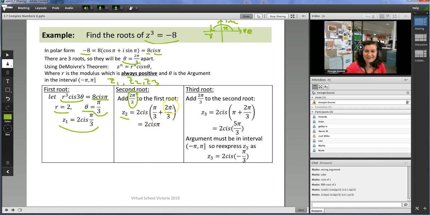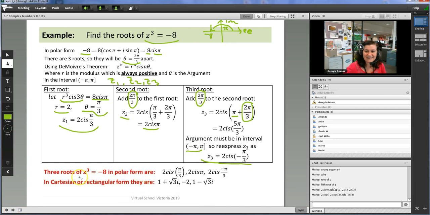That's 2 cis pi on 3 plus 2 pi on 3, that's 2 cis of pi, and then we add 2 pi on 3 to the second root to get the last root, the third root. It's 2 cis of pi plus 2 pi on 3, and we've got 2 cis 5 pi on 3, which we need to adjust so that we're in the correct interval for the argument. So we can re-express z subscript 3 as 2 cis negative pi on 3, and we can then give our final answer depending on what we've been asked to do. We've got the 3 roots, 2 cis pi on 3, 2 cis pi, 2 cis negative pi on 3.